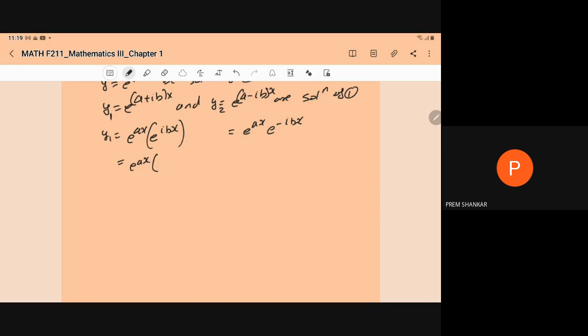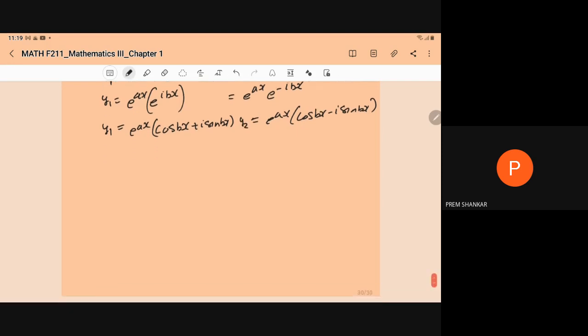cos bx plus i sin bx. Yes, by Euler's formula, it is cos bx plus i sin bx. And here we have e to power ax, and by the same formula, it will be cos bx minus i sin bx. So here we have y1 and y2. If we have two solutions, their sum is also a solution, their subtraction is also a solution, and a constant multiple is also a solution.